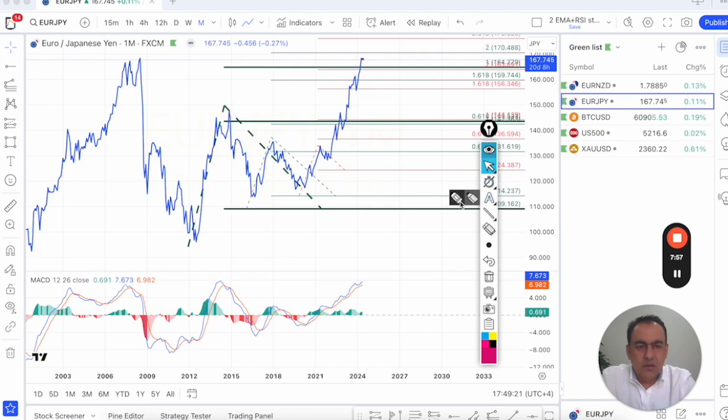Right now, based on histogram, I do not see any slowdown in the bullish momentum. The histogram is rising, even MACD lines are rising. So monthly chart still remains bullish, but we have reached an important area of resistance. So we will trade cautiously if we are buying here, and the next extension level is 170. So let's see how it behaves in the coming days.